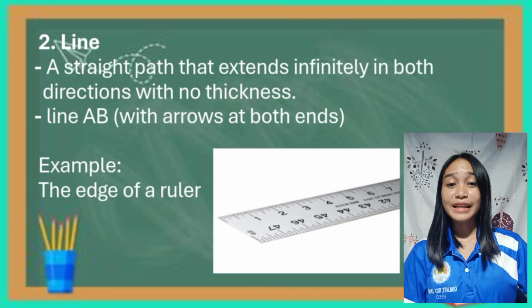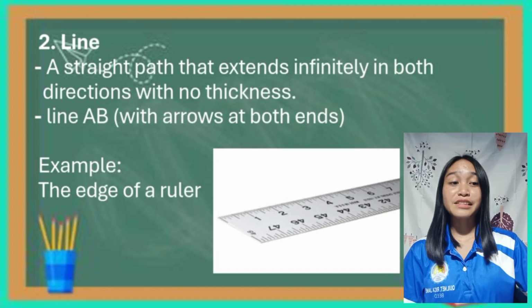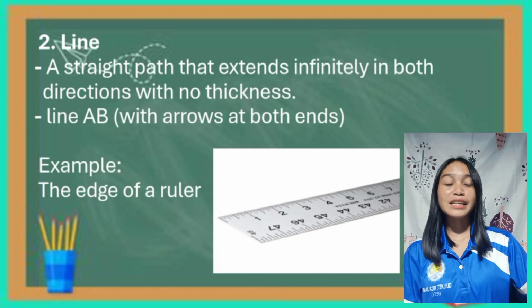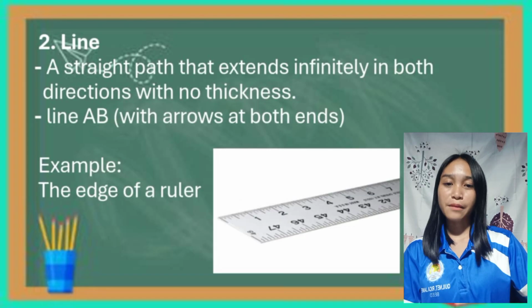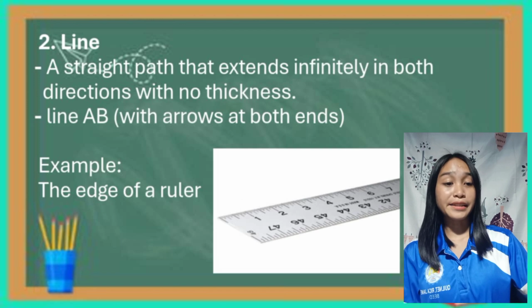And now, what do you think is a line? So this is a straight path that extends infinitely in both directions with no thickness. It is line AB with arrows at both ends. For example, the edge of a ruler can be thought of as a part of a line.